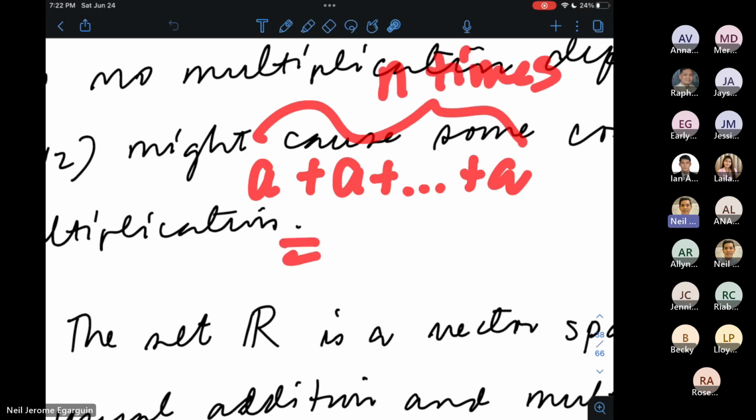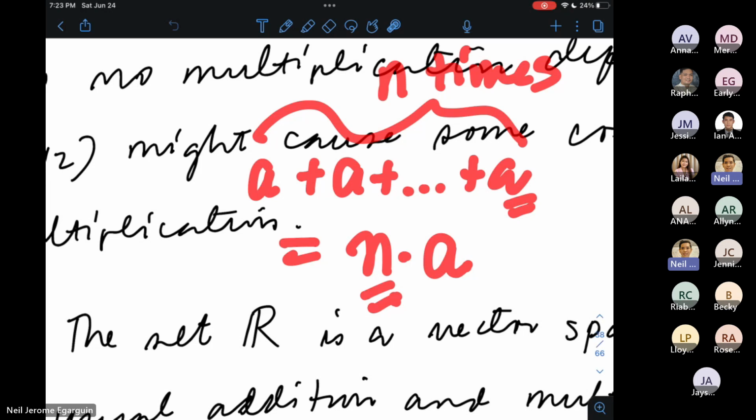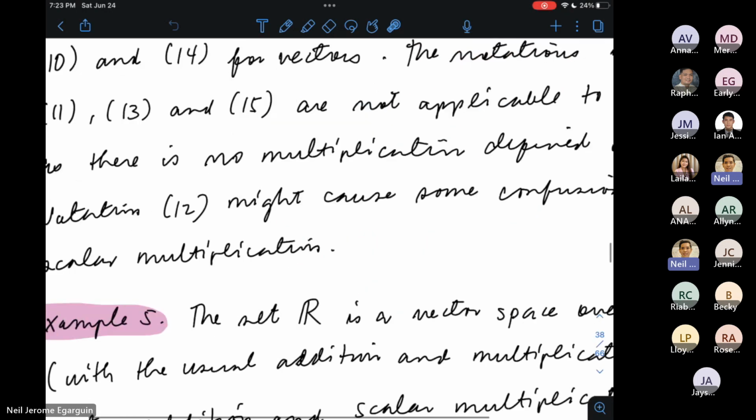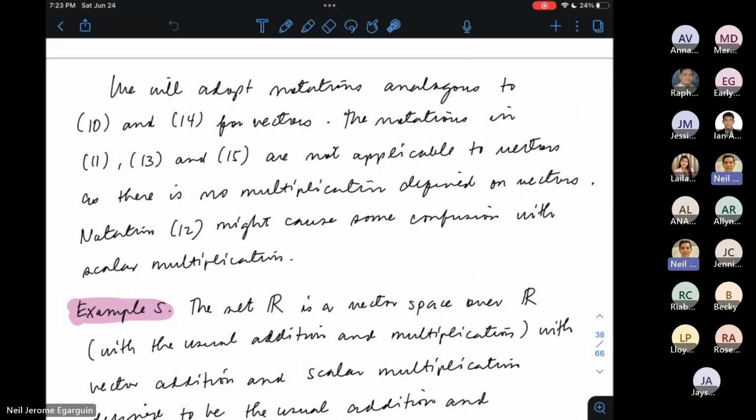Sabi natin, susulat natin to as n times a sa fields. Pero sa vector spaces, baka makalito ito kasi pag si a ay vector at si n ay scalar, baka iba yung interpretation ng n times a, which is adding a to itself n times via vector addition, than scalar n times vector a. So kaya hindi natin gagamitin yung notation 12 para sa vectors. All right? But I think the notations should not be ambiguous here. It should be straightforward. So let's just clarify things as we go along.